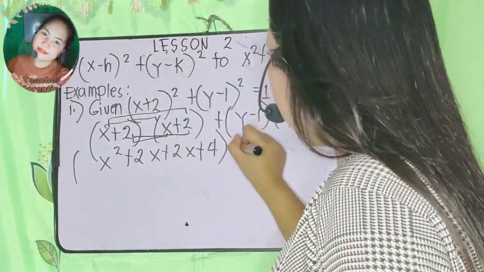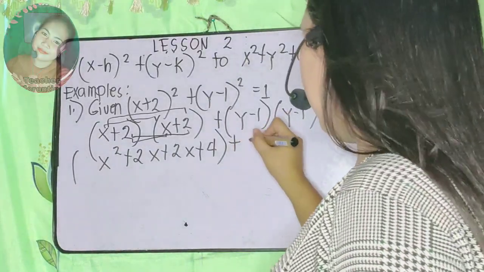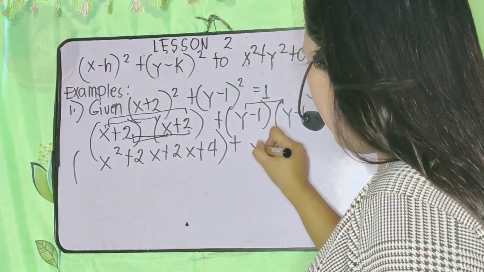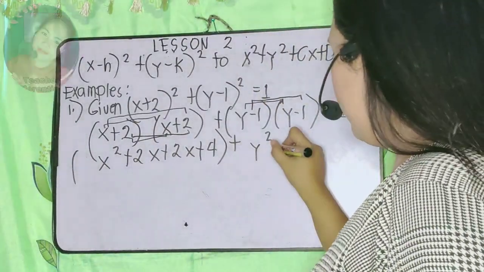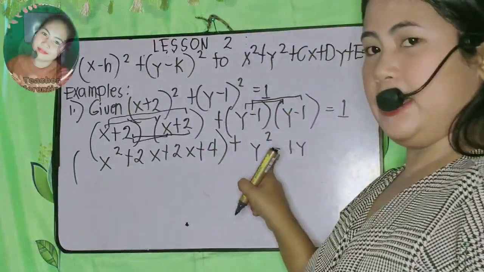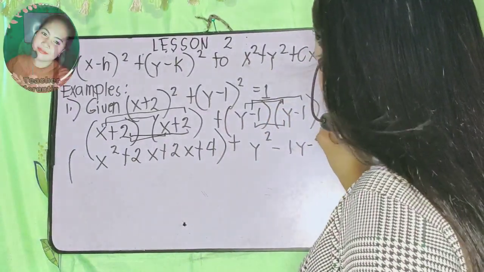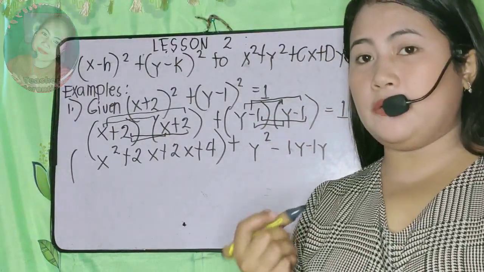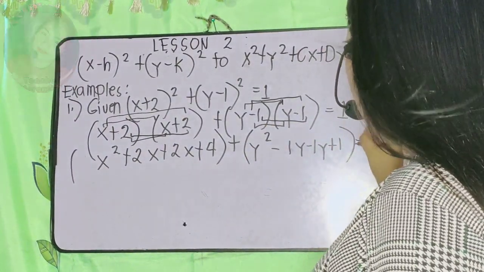Then, copy plus, then ito naman yung isimplify natin, y minus 1 times y minus 1. Okay, then, outer muna tayo. Y times y, we have y squared. Then, y times negative 1, so we have negative 1y. Okay po, so don't forget the sign. So since negative, so negative 1y. And then sa inner naman tayo, negative 1 times y, so also negative 1y. Then, negative 1 times negative 1, so positive 1. Positive 1. So ito na yung sagot natin dito. And then copy equals 1.